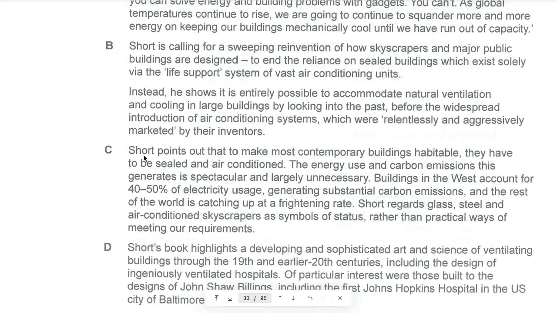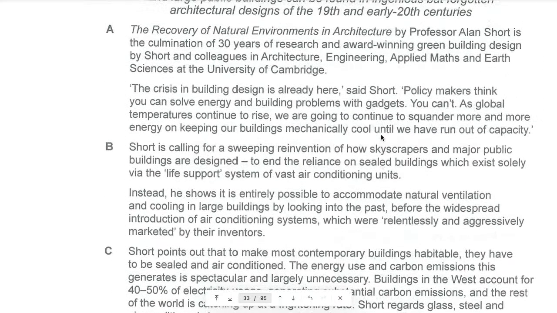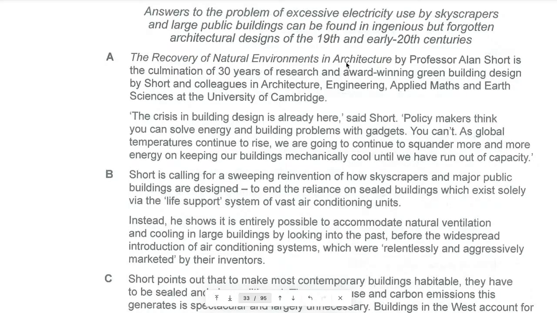Why do you know that Short is the name of a person? Yes, from the first paragraph, the first line, you see the recovery of natural environments in architecture by Professor Alan Short. So Short is the name of the professor. You see that? So we don't try to guess anything here. You can always find information somewhere.